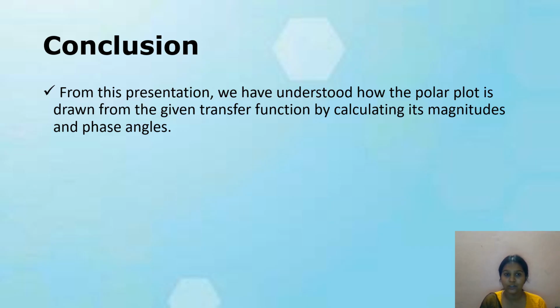In conclusion, from this presentation we have understood how the polar plot is drawn from the given transfer function by calculating its magnitude and phase angles. When compared to the Bode plot, it is very accurate and explains the stability very well. Not only that, you can draw this graph in polar form, that is, in the unity circle. We can also draw it in the normal graph by taking the magnitudes of the real and imaginary numbers. So this is how we draw the polar plot.